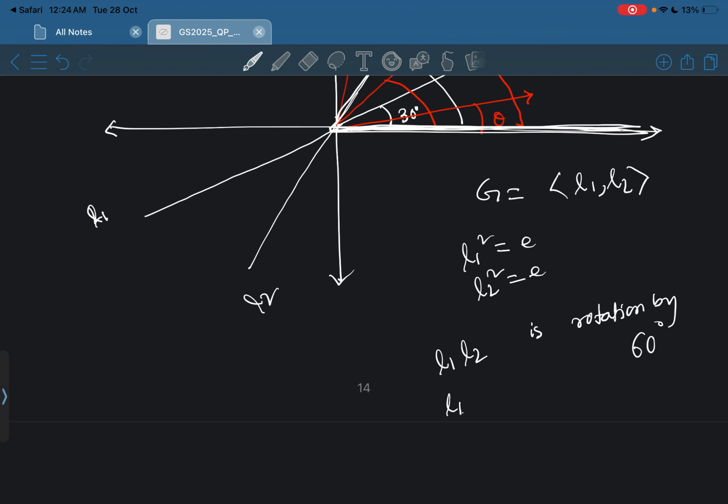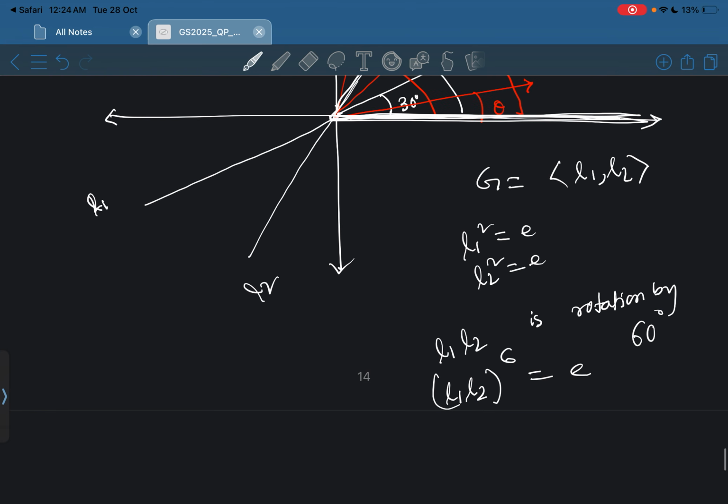So then what is (L1 L2) to the power 6? This is identity, right? So (L1 L2)^6 is identity. Now try to show this is actually D6, because you have a rotation, you have a reflection, and the rotation to the power 6 is identity. So you have a 60 degree rotation. You try to show that this is actually D6. It's not very difficult, because you have the elements L1 squared and L2 squared, right? And L1 L2 you know.